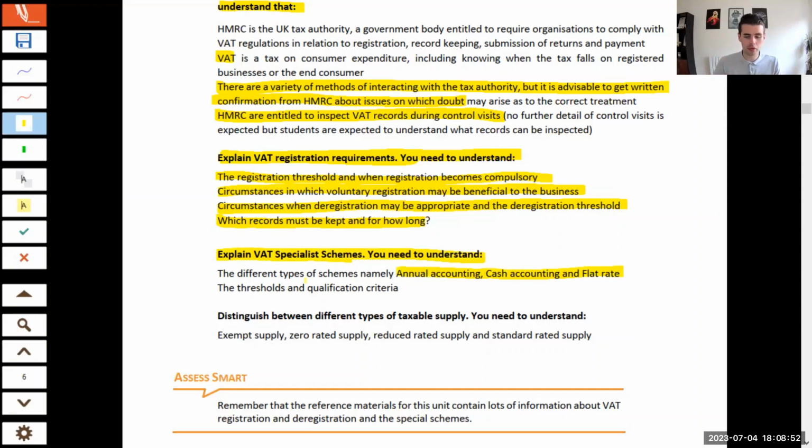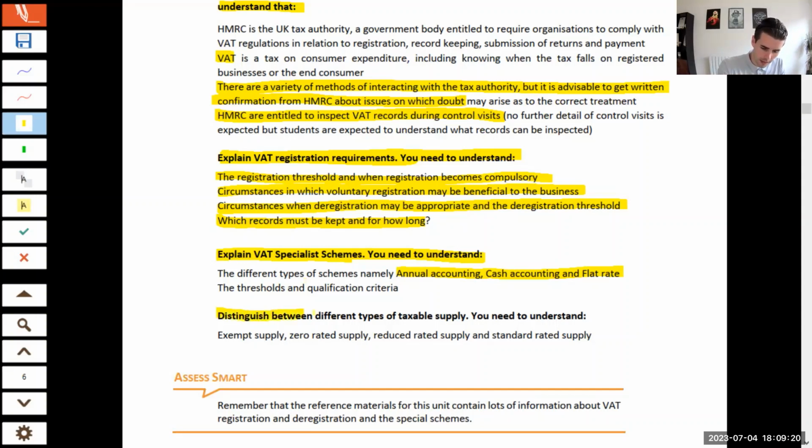It will tell you that information. You just need to know roughly what the difference between them is. So for example, for cash accounting, I know that the cash accounting scheme is where VAT inputs and outputs are dealt with at the time of payment. I know the flat rate scheme is where a flat percentage, depending on the sort of produce or goods that are being sold, is applied. Again, just make sure you have a relative understanding. The amount will be provided in the assessment.